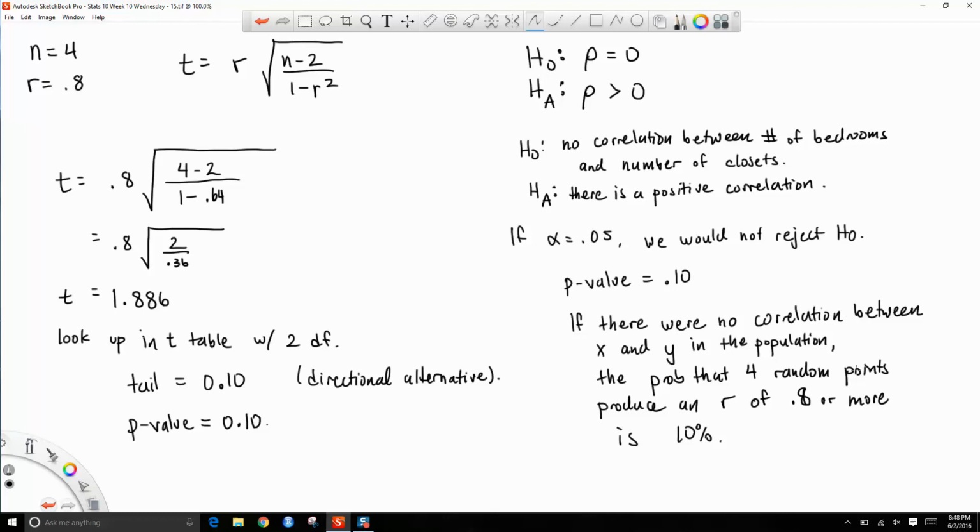Okay, does that make sense? Okay, why don't we take a short break here, and then we'll come back and we'll talk about linear regression and how all of that works out.